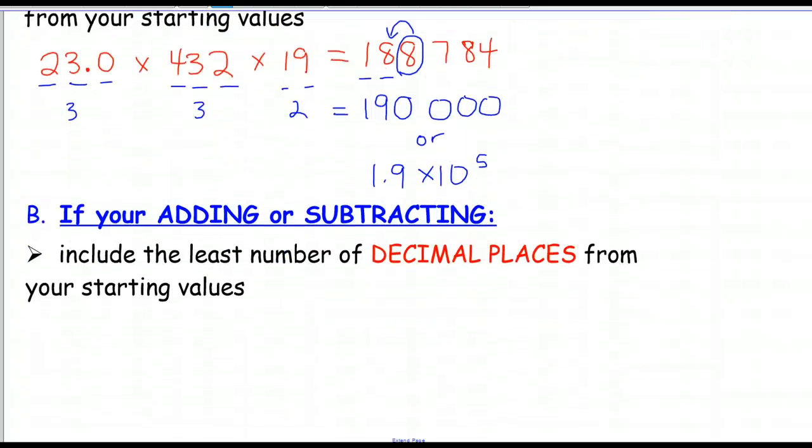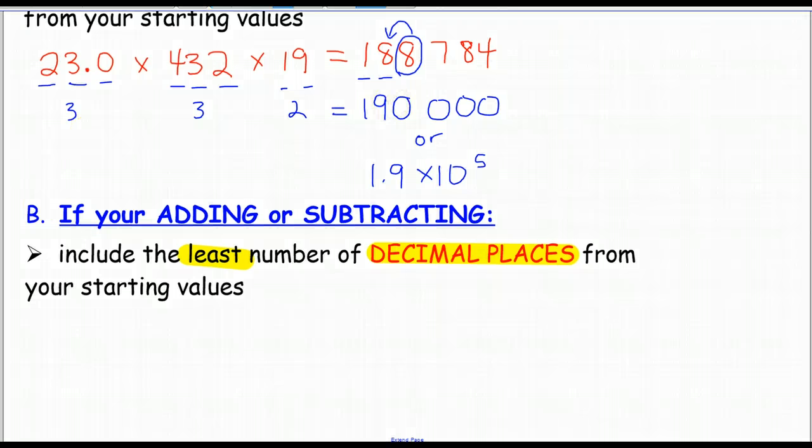Now, when we're adding and subtracting, it's similar but just a tiny bit different. If we're adding and subtracting, it's still the least number, but it's decimal places instead of significant figures. Okay, so I'll show an example and then you can see what I mean by decimal places. So we're ignoring significant digits right now when we add and subtract, and we just focus on how many numbers occur after the decimal. So I'll give you an example.